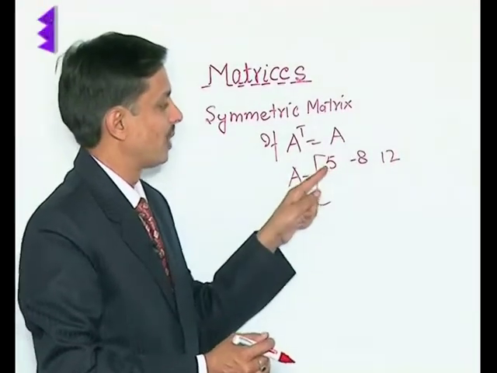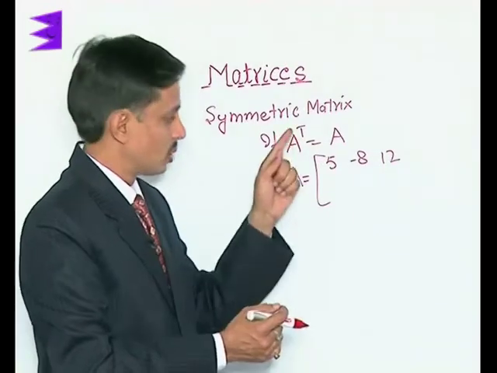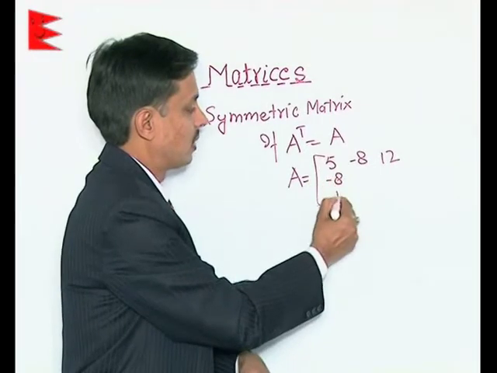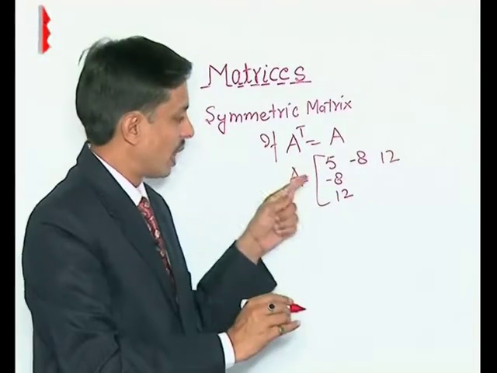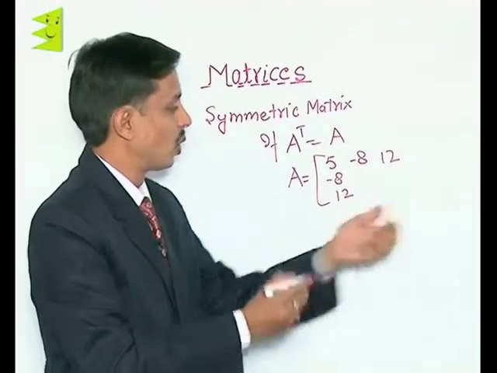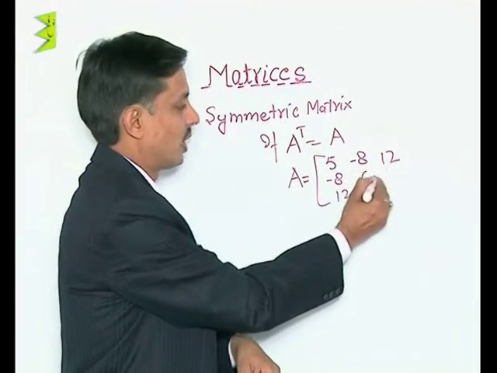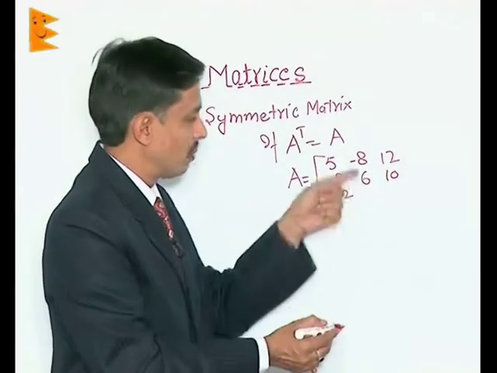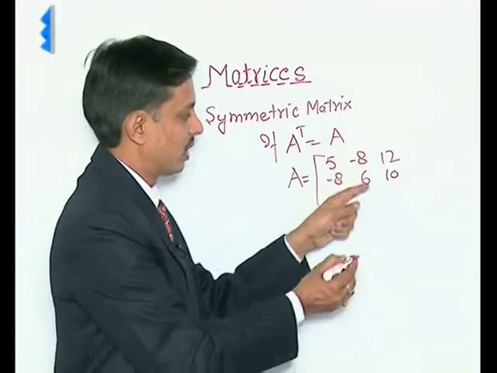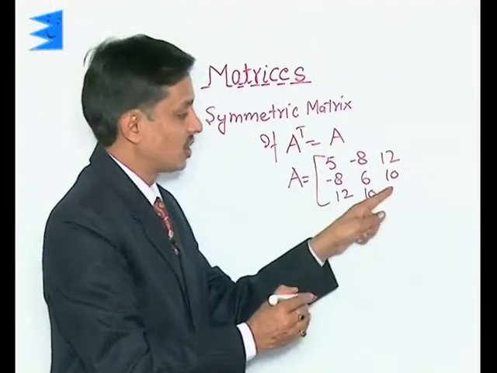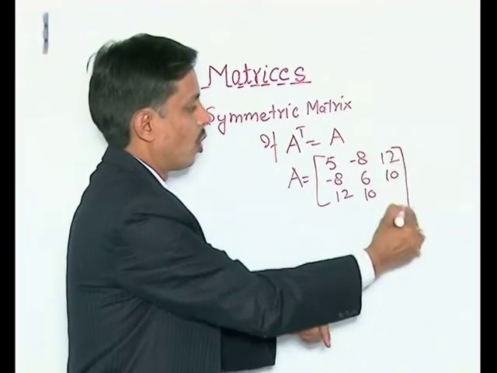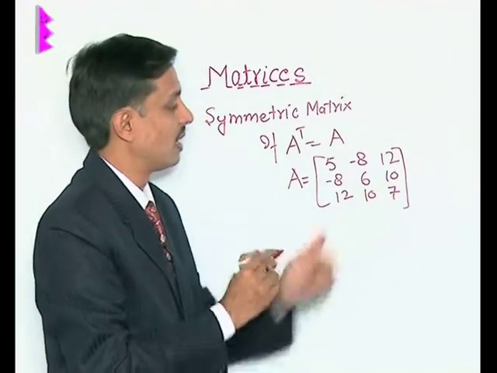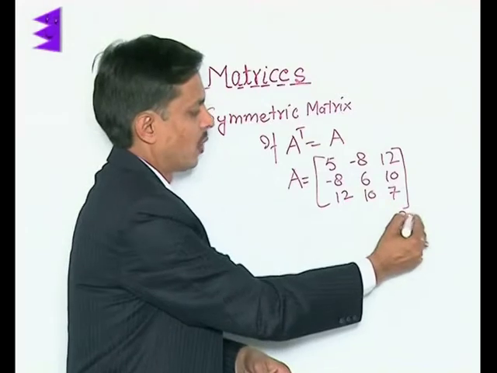So in the first row I have written 5, -8, 12. I must write the first column 5, -8 and 12, the same. Now I want to write the second row: -8, suppose 6, suppose here 10. So -8, 6, 10, it means that I must write here -8, 6, 10, and for this last element we can opt for any. Suppose it is 7, there is no harm in taking any element. It's a matrix of order 3 by 3.